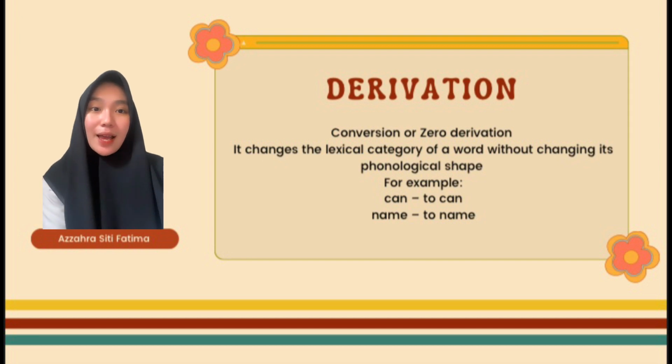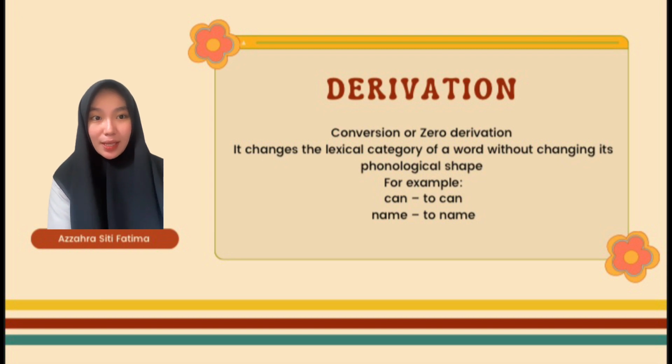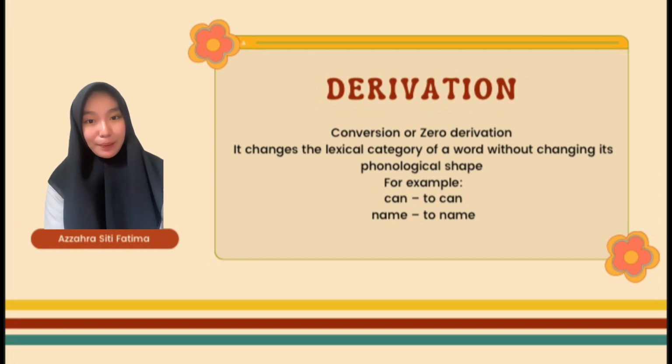Okay, next. Derivation is the process of creating a new word. The new derived word is related to the original word, but it has some new component of meaning to it, and often it belongs to a new category. Conversion, or zero derivation, changes the lexical category of a word without changing its phonological shape. For example, can becomes to can, name becomes to name.